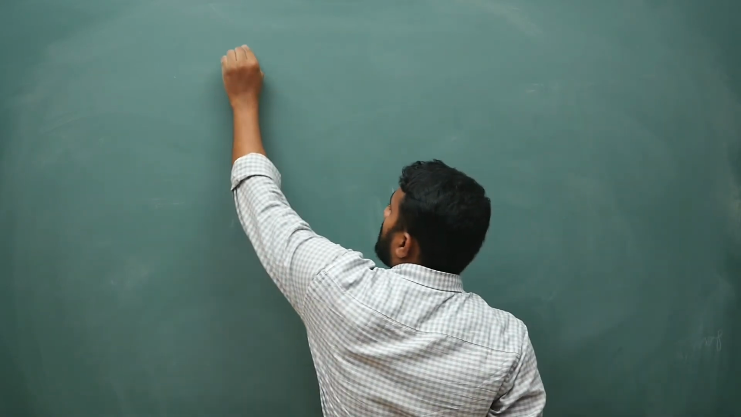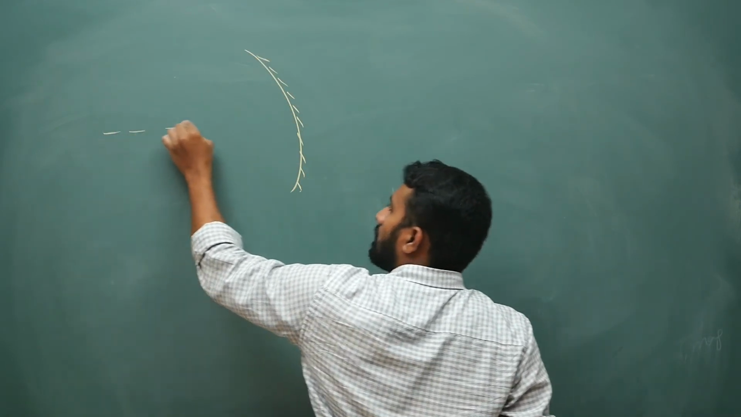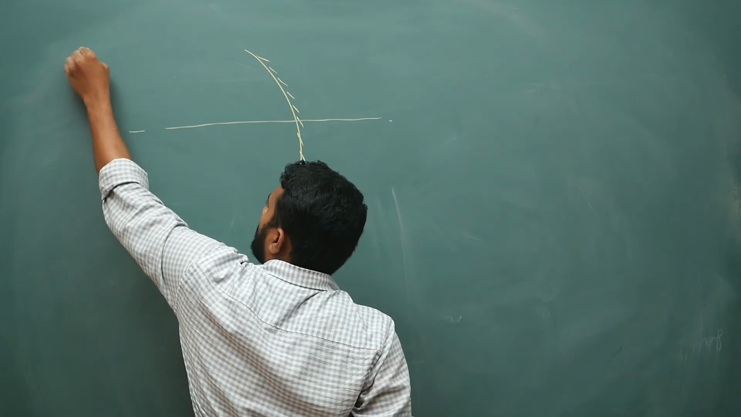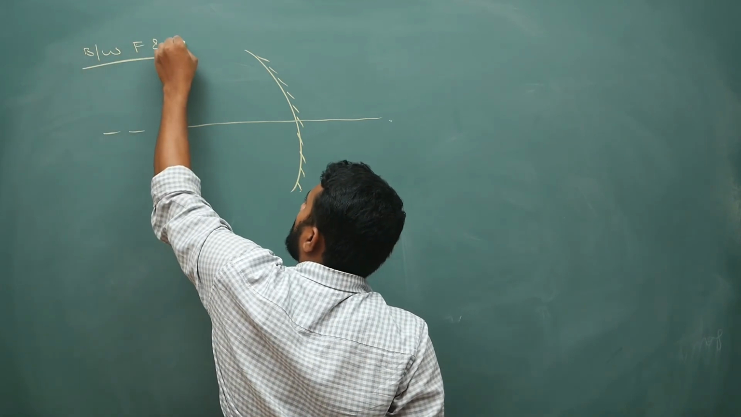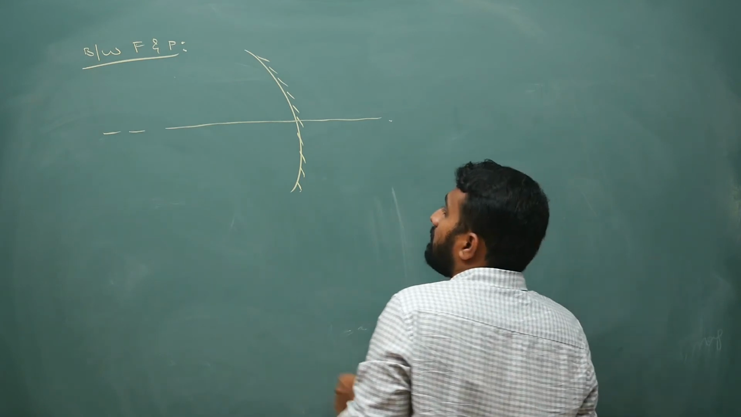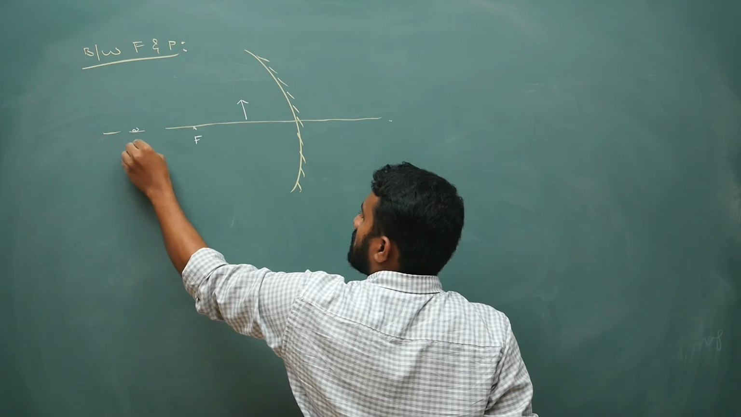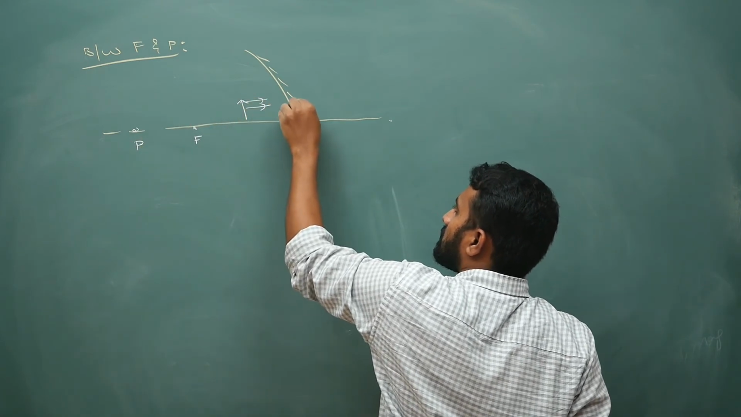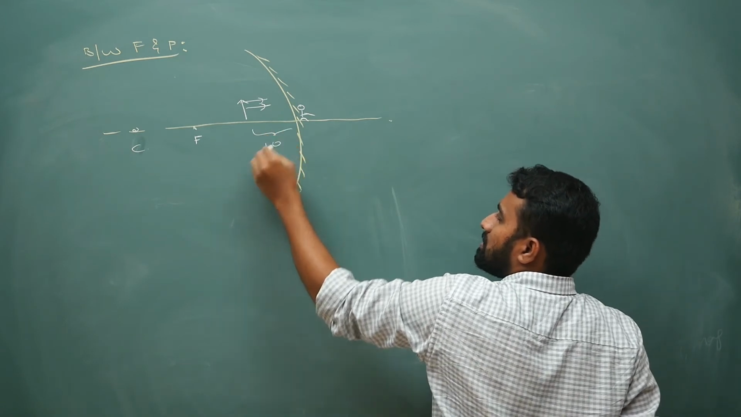Beyond focus, in between this focus and pole, in the last case you will get a virtual image. This is between F and P. So between F and P, if you take, this is your focus, this is your pole, rays are coming like this, sorry, this is your center of curvature, this distance is 10.